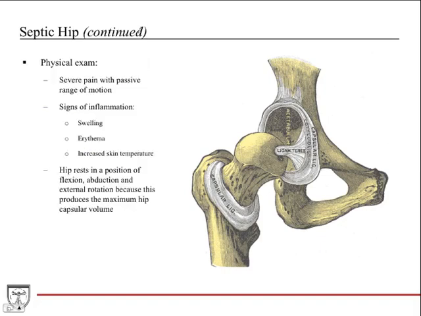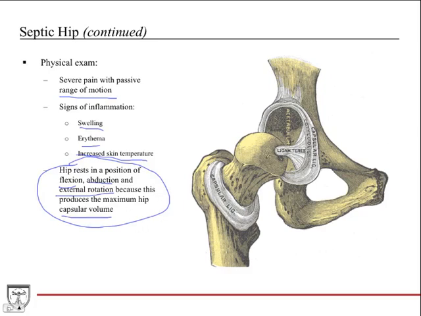So on physical exam, you're going to see severe pain with passive range of motion. So you have the patient just sitting there, you manipulate their hip passively, that's going to cause a lot of pain. You'll see signs of inflammation, swelling, erythema, increased skin temperature. This is really important to pay attention to because you can actually see this in a question stem and it can give you the answer, is that the hip rests in a position of flexion, abduction, and external rotation, and this position produces the maximum hip capsular volume.